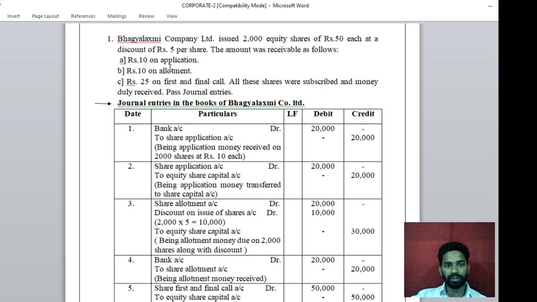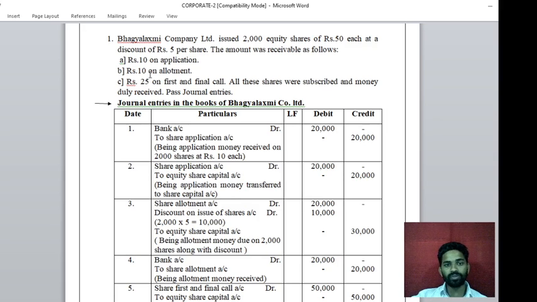So this is rupees 10 on application, rupees 10 on allotment, and rupees 25 on first and final call. It means 10 plus 10 is 20, plus 25 is 45. Actually they want to receive rupees 50 for each share, but they are going to receive only 45. It means a 5 rupees discount is given while allotting the shares.